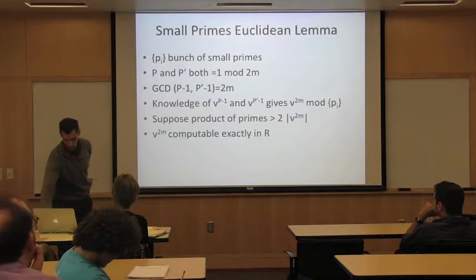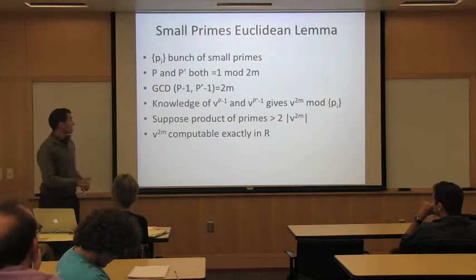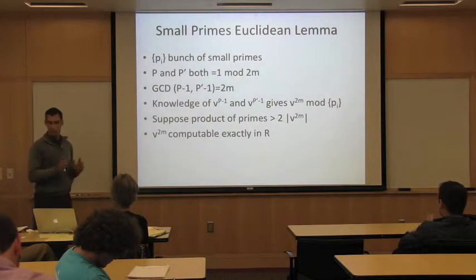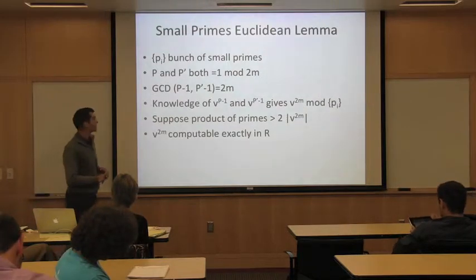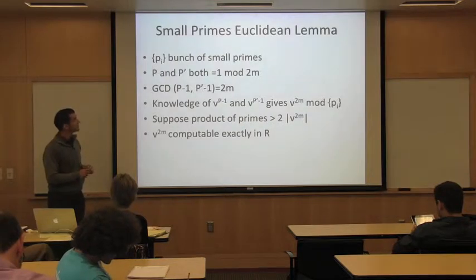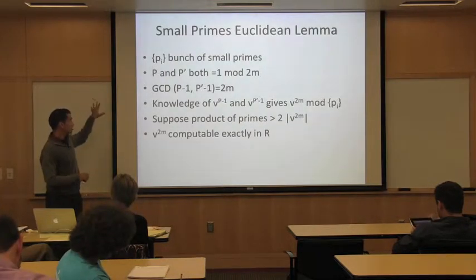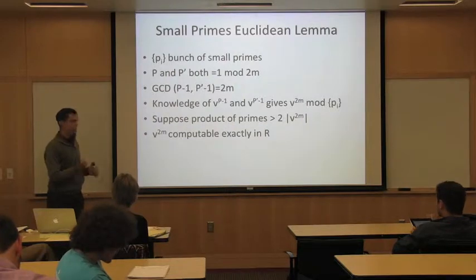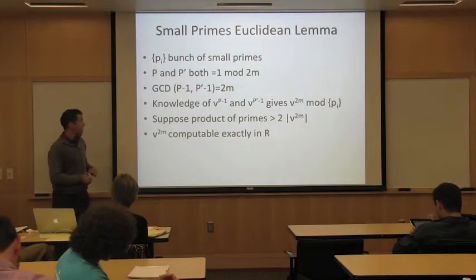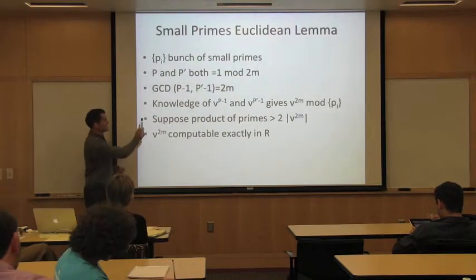Cool. Okay. Then the next, so I'm trying to recap these ingredients, and I'll spend more time on the polynomial chains, because that's the technical part that we didn't actually get into in much detail in the morning. So the next lemma is, let's call it the small primes Euclidean lemma. Taking a bunch of small primes, just because they're easy to compute with, and two very big primes, p and p prime, both congruent to 1 mod 2m, so that their GCD is 2m.